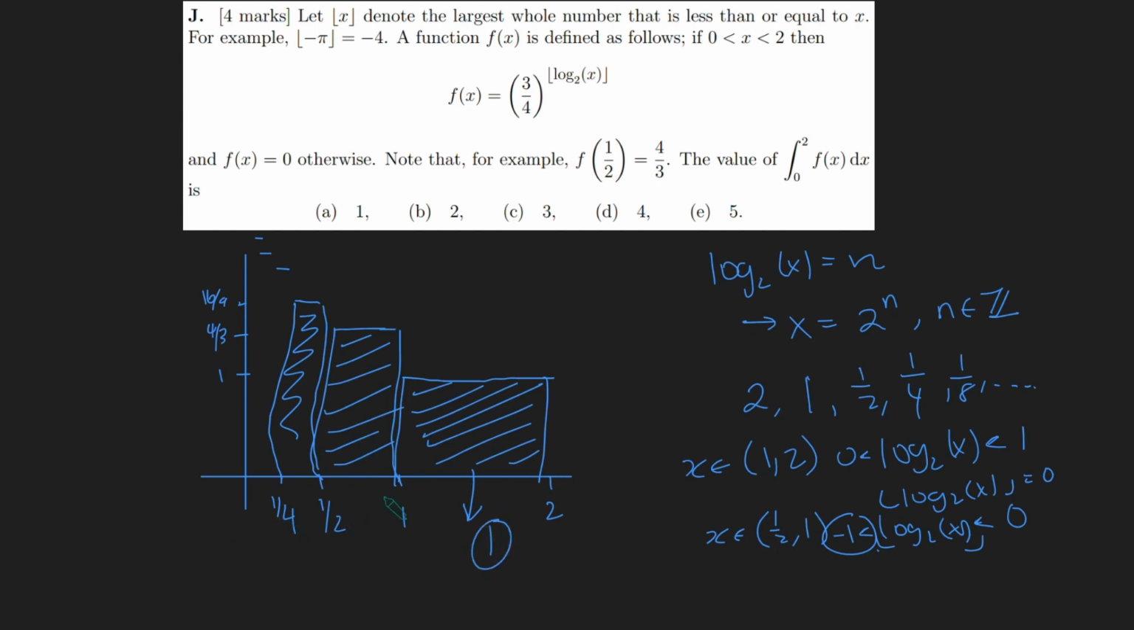How about this second rectangle, where the base is a half and the height is 4/3, so we do a half times 4/3, which would be 2/3, is the area of that rectangle. What about this next guy? Well, the base is a quarter and the height is 16/9. So base is a quarter, height is 16/9, so that's going to be 4/9 for the next one.